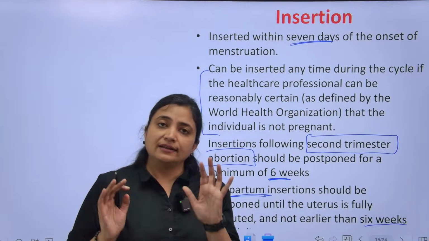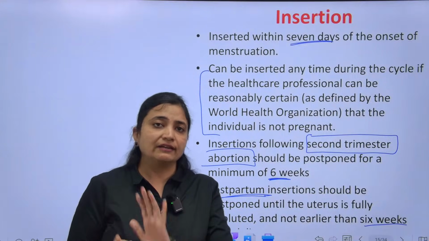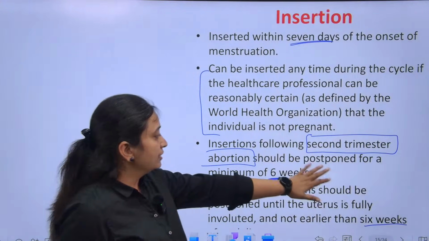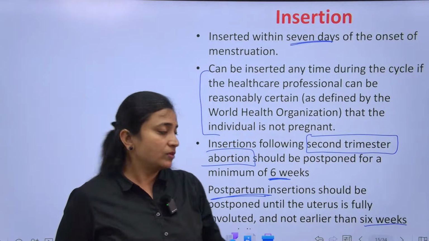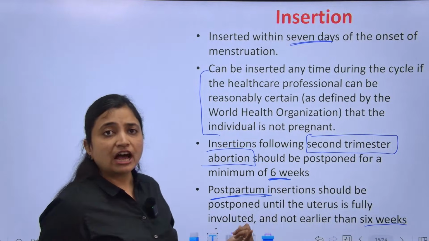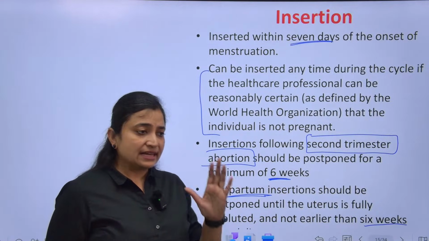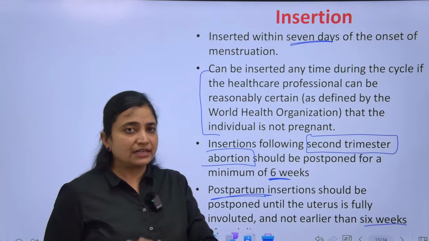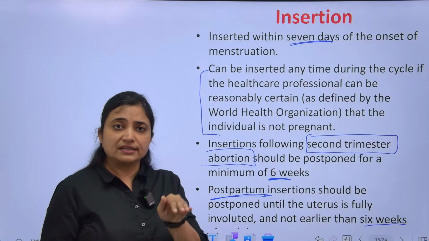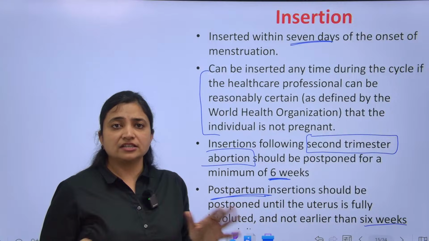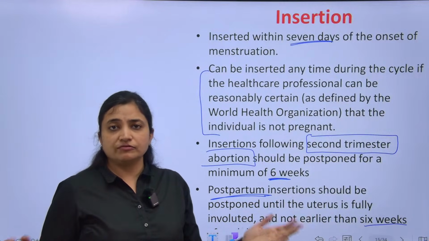Our idea is that the uterine cavity should be normal. After a second trimester abortion, the uterus generally goes back to normal size up to 6 weeks. But after a full term vaginal delivery, it takes minimum 6 weeks, maximum 12 weeks. So before insertion, be careful that the size is not too large. It is not more than 10 centimeters and the endometrial cavity is perfectly normal.